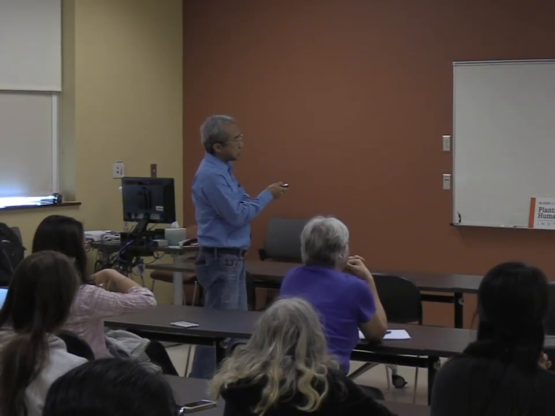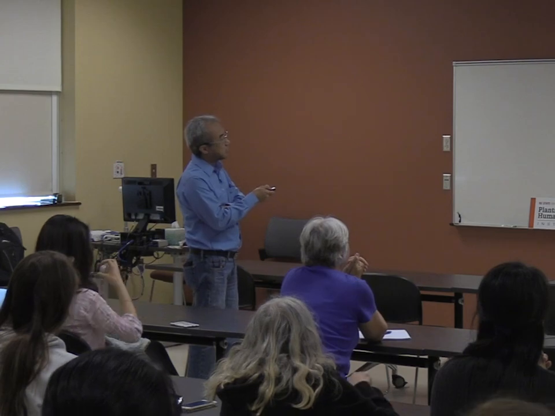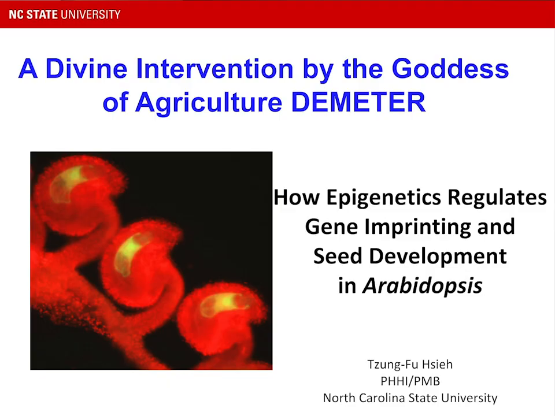So today the story is mainly on the gene called DEMETER, which we named after the Greek goddess of agriculture. Mainly this gene regulates gene imprinting and is a master control of epigenetics, and it's an essential gene that is required for seed development. However, this gene is only expressed in the central cell, so it's one cell.